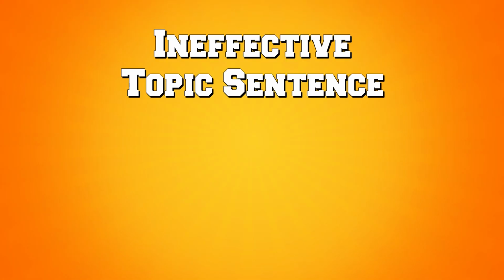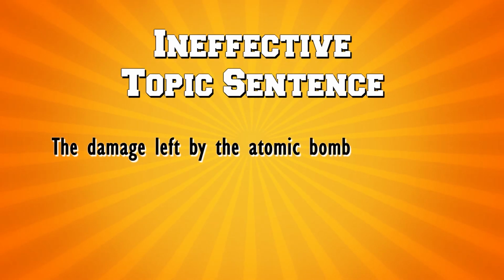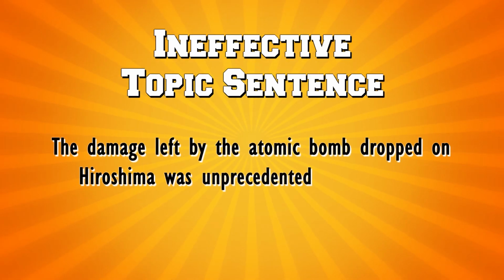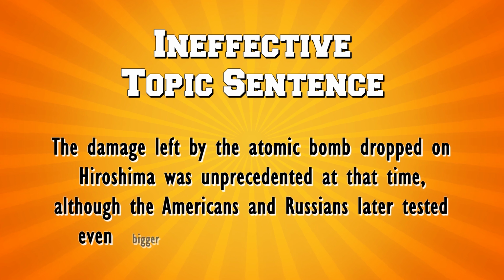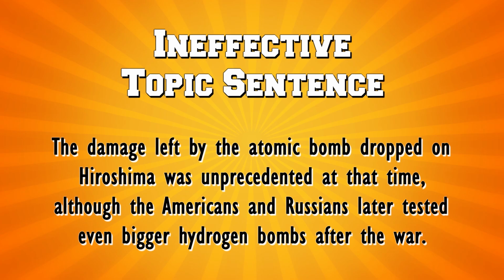2. Topic sentences need to stick to a single topic. So don't write, "The damage left by the atomic bomb dropped on Hiroshima was unprecedented at that time, although the Americans and Russians later tested even bigger hydrogen bombs after the war." This paragraph has nothing to do with hydrogen bombs, so leave them out of it.